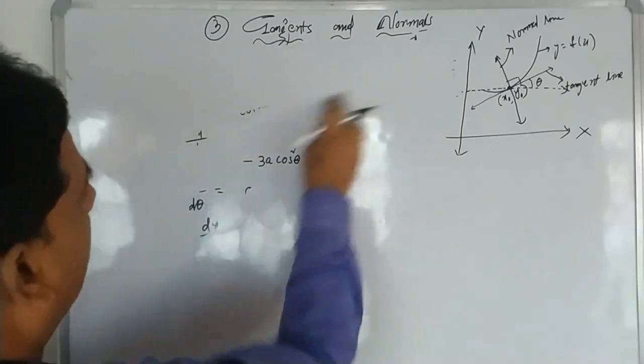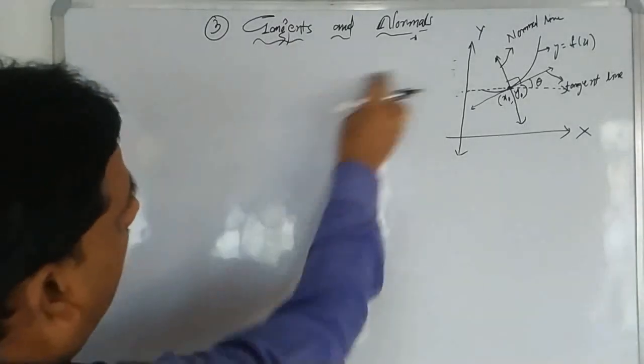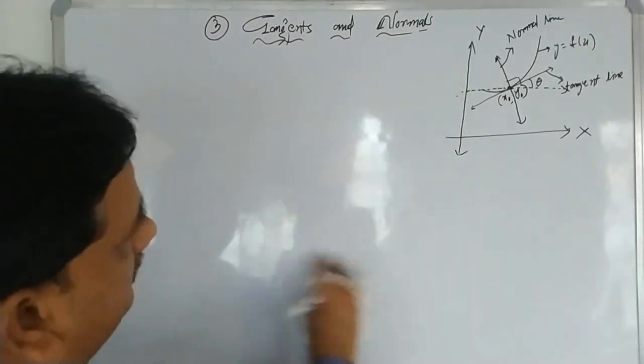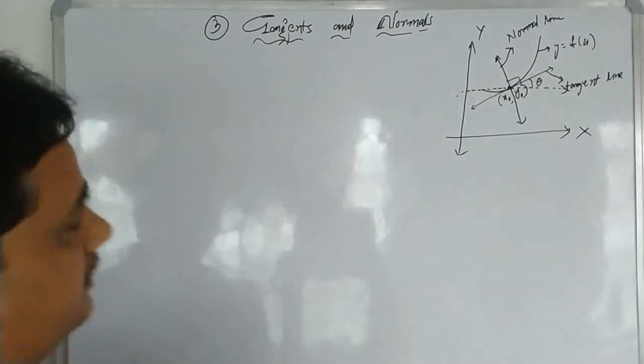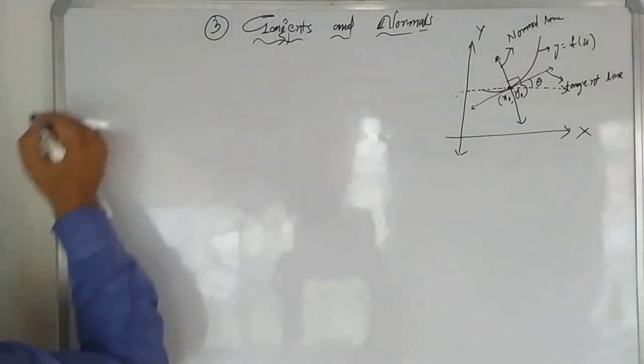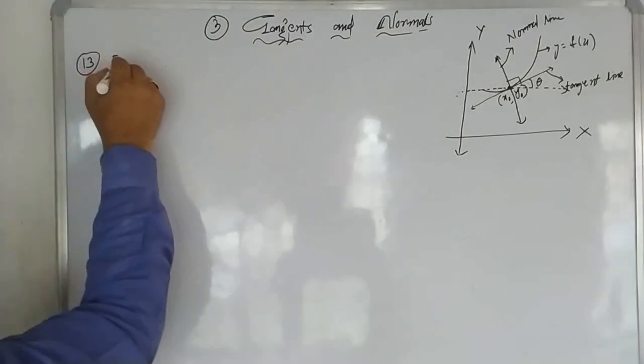Next, another one. The slope of the equation will be given, and you have to find some points. How to find the point of intersection? Like that, one problem we will do. It is given: find the points on the curve. This is number 13.